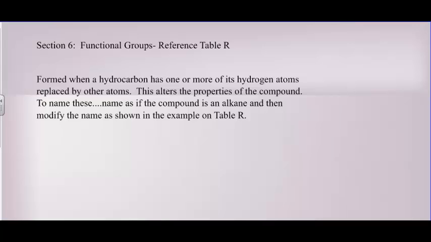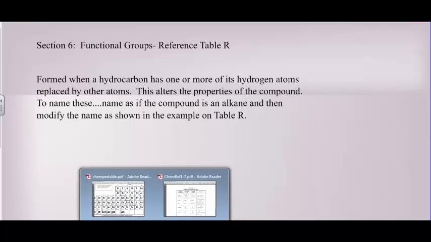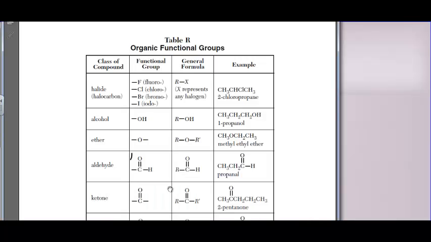So what we will be doing is removing hydrogen atoms and putting on different things, depending on what functional group we have. If we have a halide, you remove a hydrogen and you put on a fluorine or a chlorine or a bromine or an iodine. If you have an alcohol, you remove a hydrogen and you put on an OH group. Okay, if you have an ether, that's a little different. You put an O in the middle of the carbon chain.